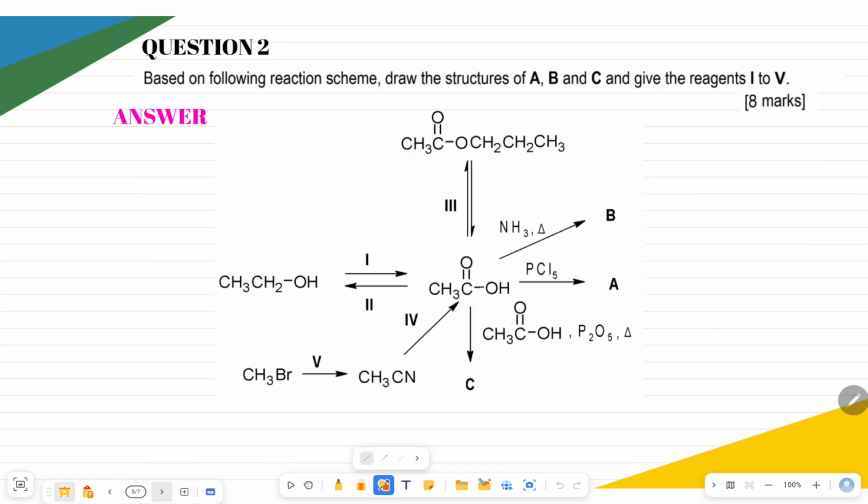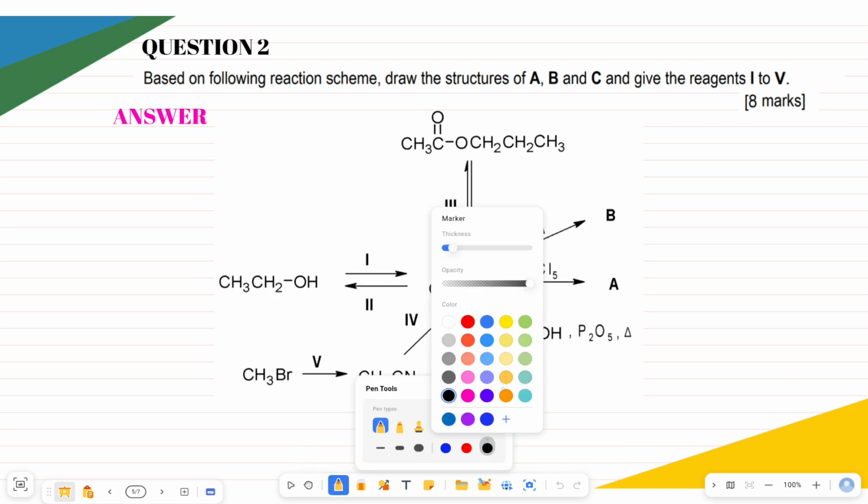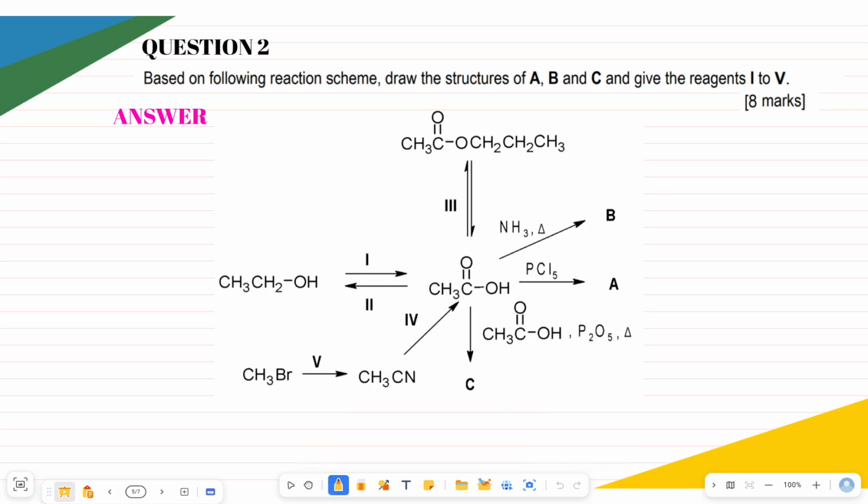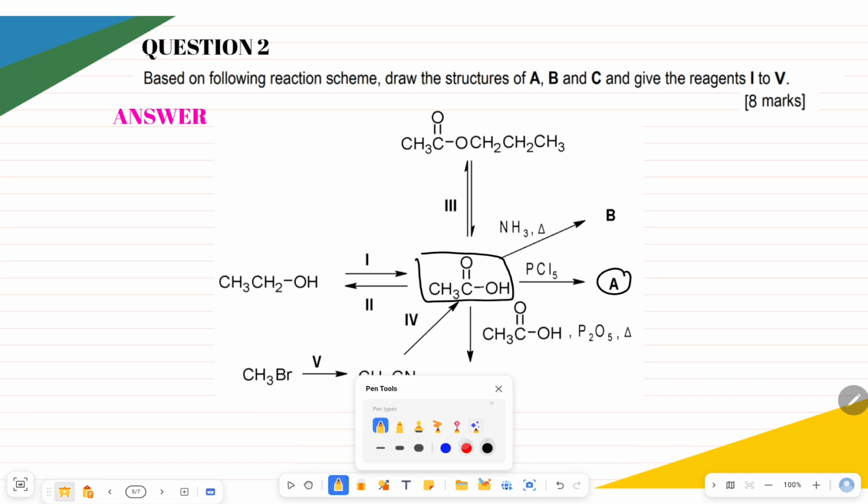Next, we proceed to question number 2. You are given the following reaction scheme. Draw the structures of A, B, C, and then give reagents for 1 to 5. Okay, so let's look at your reaction scheme. You are given the carboxylic acid in the center. So let's look at the reaction to produce A. So reaction of carboxylic acid with PCl5. This is nucleophilic substitution. So who is going to be substituted? The nucleophile, which is the OH. So your structure A is going to be CH3, C double bond O, Cl.